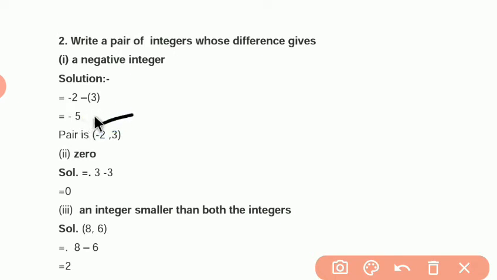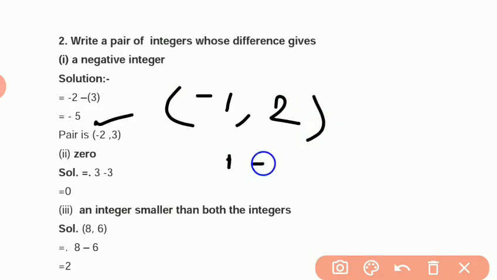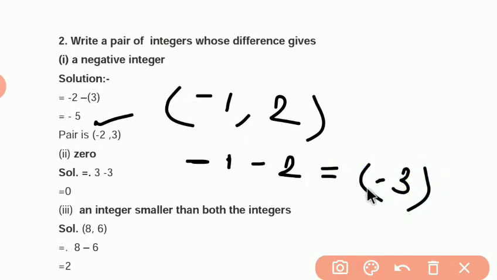Let us understand this with one more example. For example, we can take minus 1 comma 2. If we subtract these two integers, minus 1 minus 2, we can see that minus minus is plus, so minus 1 minus 2 is minus 3. So minus 3 is a negative integer using minus 1 and 2.